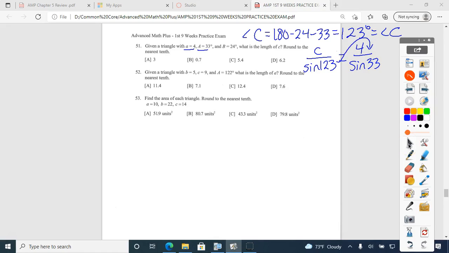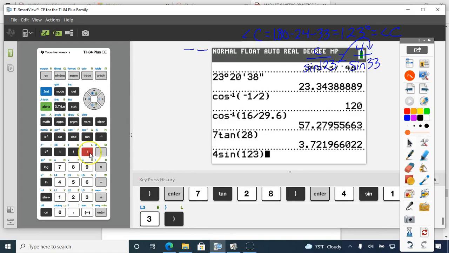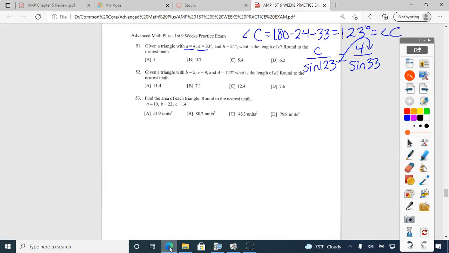So I'm going to go to my calculator, and we're going to type in 4 sine of 123. Very important that you make sure you close your parentheses, divided by sine of 33. And we get 6.159, blah, blah, blah. So 6.159 would round to 6.2, which is D.